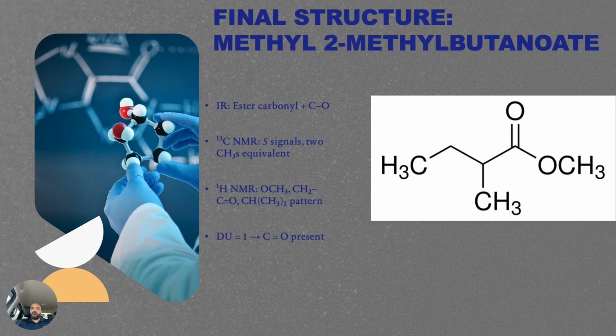C6H12O2, so 6 carbons, 12 hydrogens, and 2 oxygens. 1 DU explained by the ester carbonyl. IR spectrum confirms the ester group. 13C NMR has 5 peaks with 2 methyls in the same environment. 1H NMR gives us the perfect pattern for a methyl ester with a branched chain: OCH3, CH2, a CH between 2 CH3s, and the CH doublet we needed to clinch it.